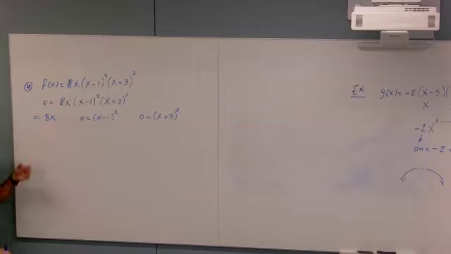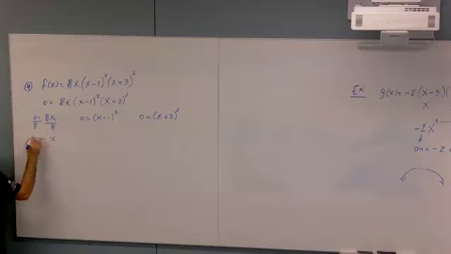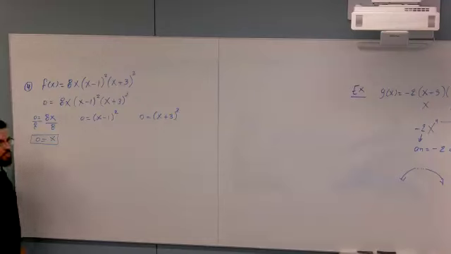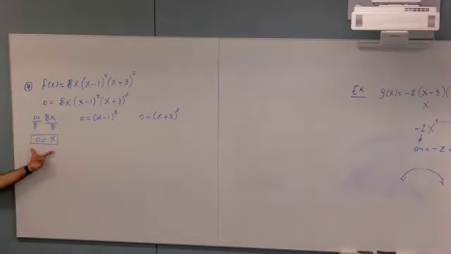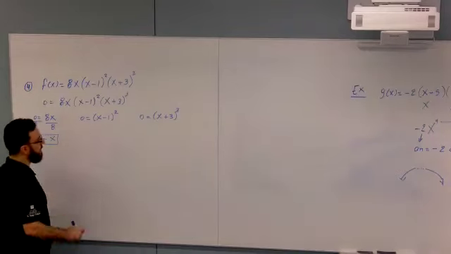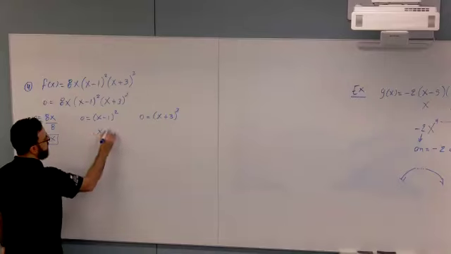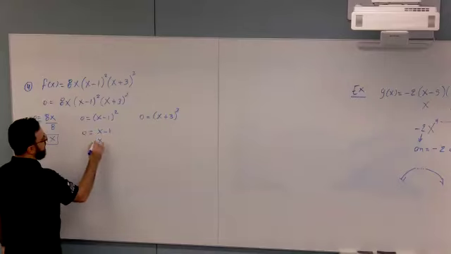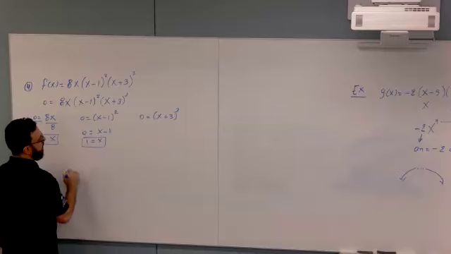Divide both sides by 8. That means the first zero is x equals 0. It's the first solution. It's the first x-intercept. It's the same thing. Now on this side, take the square root of both sides. We get x minus 1 equals 0. That means x equals 1.